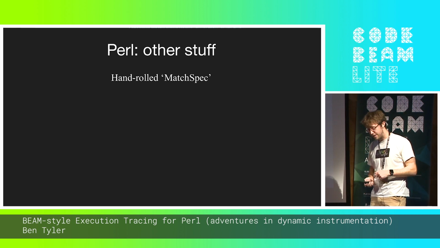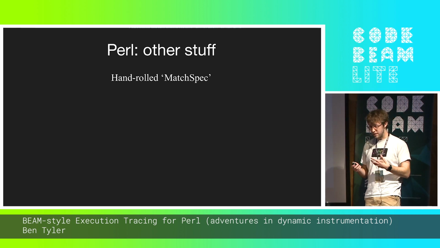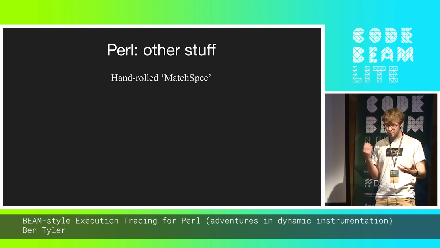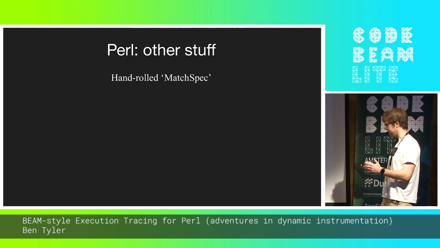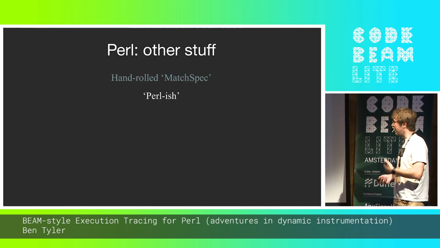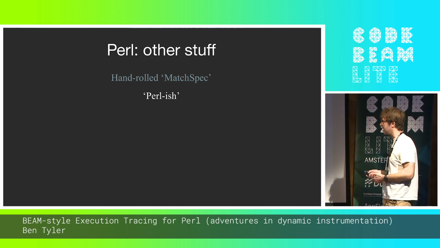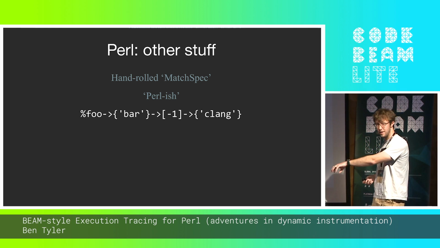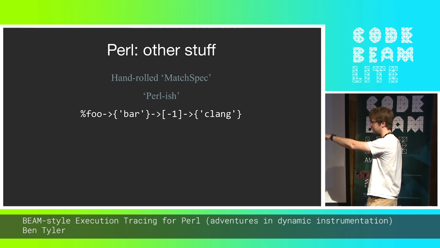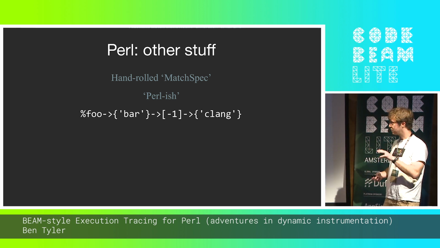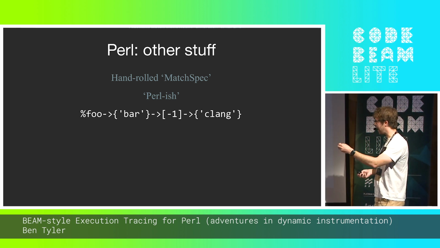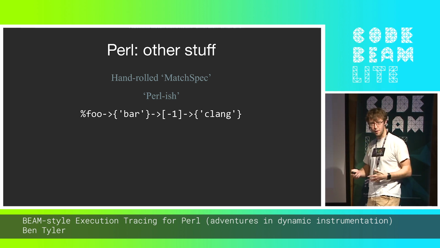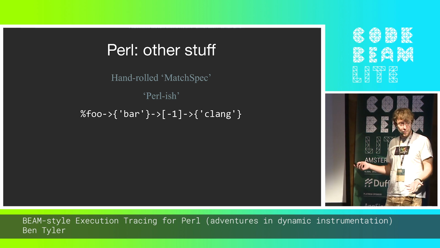There is no such thing in Perl, and so when I wanted to figure out how do I let people query variables out of the scope that they ran their probe in a way that isn't just evaling arbitrary Perl code, which is terrifying, what do? So I wrote my own match spec thing, which is basically a Perl-ish language, which is just the data access bit of Perl. So take a hash table, access the key bar, access that as an array, take the last index, access that as a hash, take the key clang, basically navigating a deeply nested data structure that happens to be in that scope. But man, it would have been nice if I just had match specs, right?